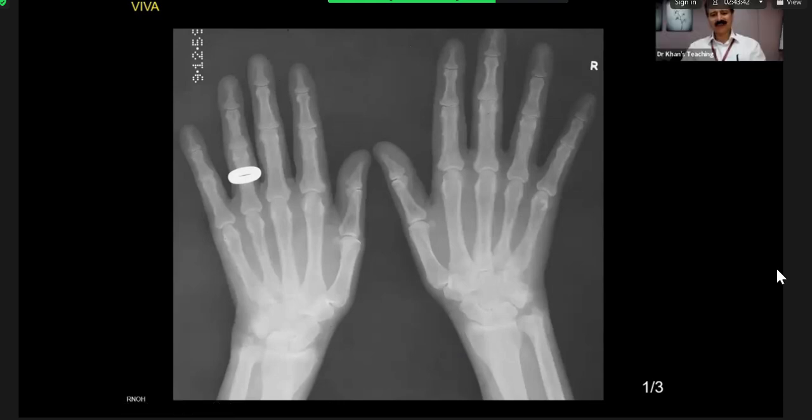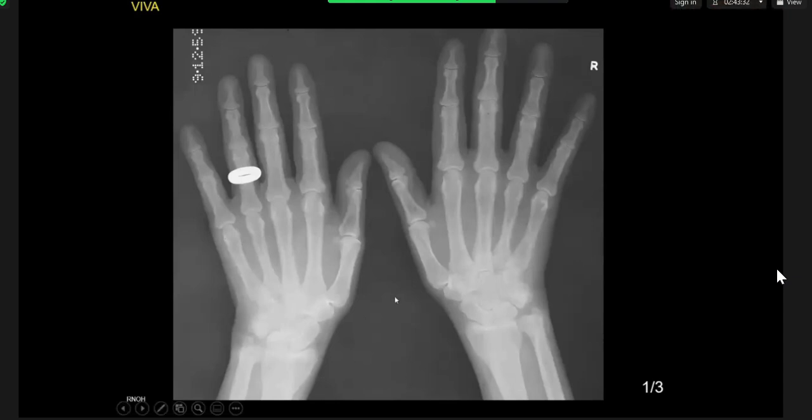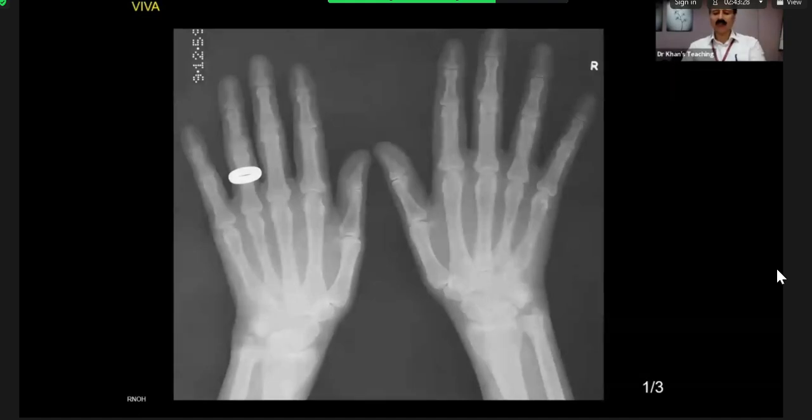Well done. So anything else, any other stigmata of hyperparathyroidism? Yeah, there's subperiosteal bone resorption of the right second and third. Excellent. I'll take over. Well done. So this was a trick film. Trick film, there was a purpose.